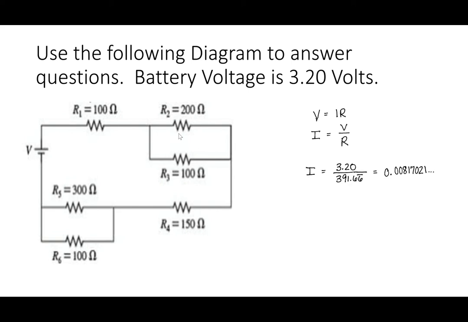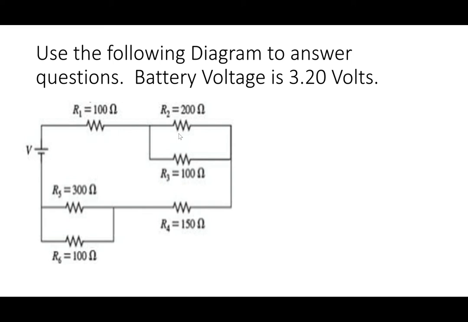Do a quick rearrangement. So that means the current is the voltage, 3.2, divided by that equivalent resistance that we just found, meaning our current is 8.17 milliamps.